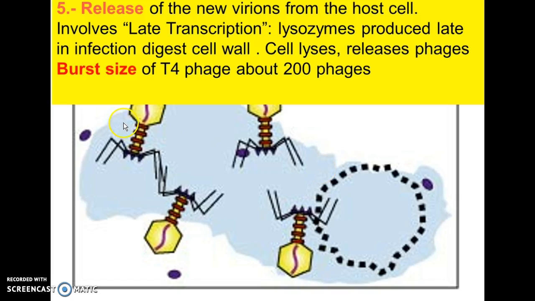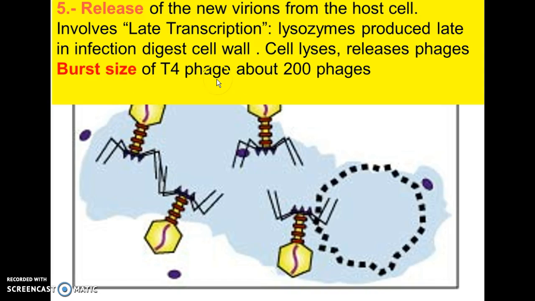The last step in the infection is release of the virions from the host cell. This involves late transcription of lysozymes, which are produced from the viral DNA. These lysozymes will digest the cell wall and the cell membrane of the host cell, releasing the viral particles and essentially killing the host cell.